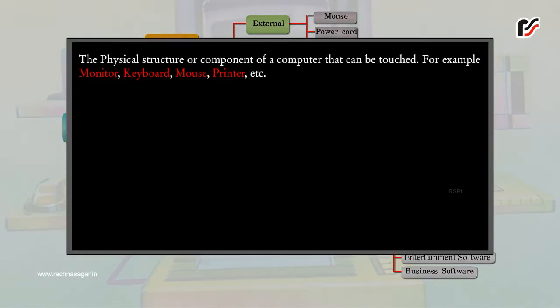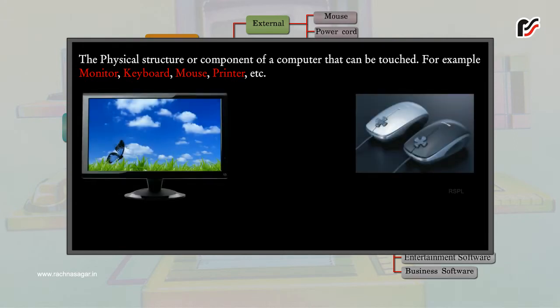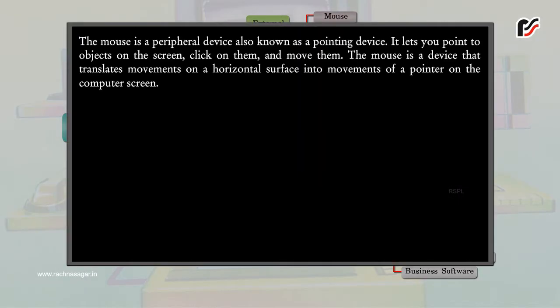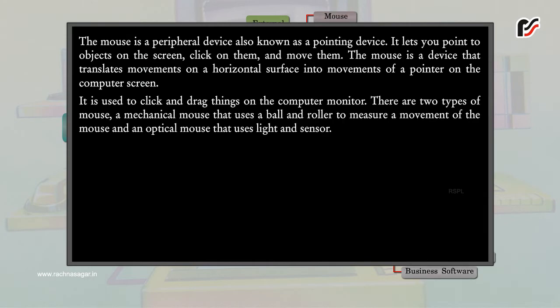Hardware: the physical structure or component of a computer that can be touched, for example, monitor, keyboard, mouse, printer, etc. The mouse is a peripheral device also known as a pointing device. It lets you point to objects on the screen, click on them and move them. The mouse is a device that translates movements on a horizontal surface into movements of a pointer on the computer screen. It is used to click and drag things on the computer monitor.